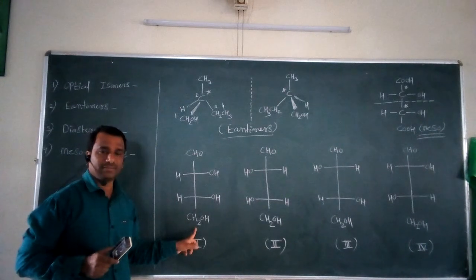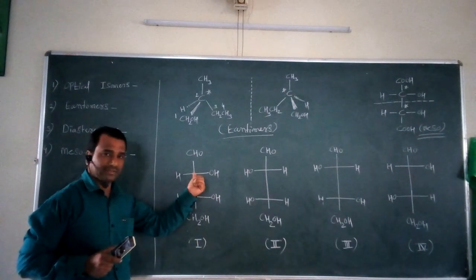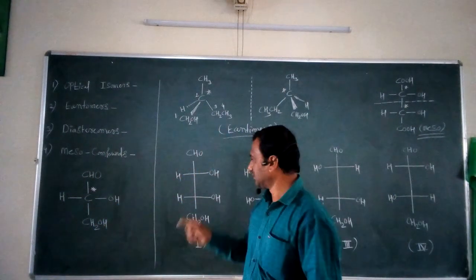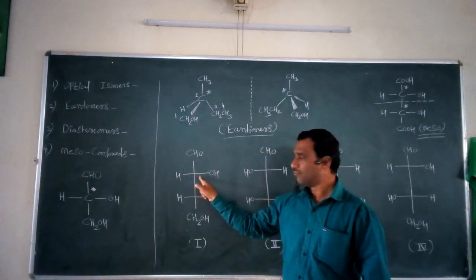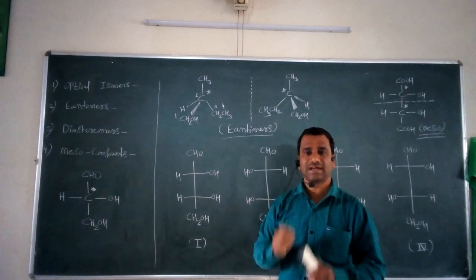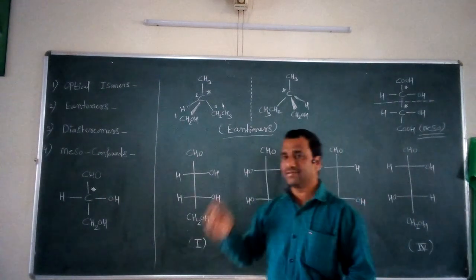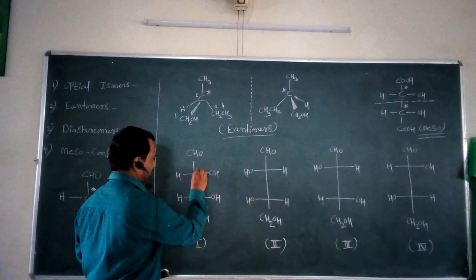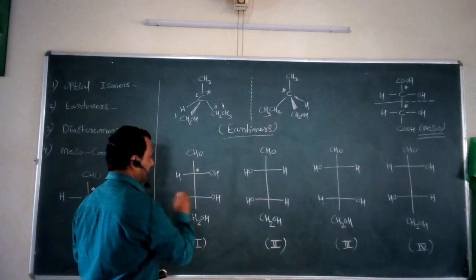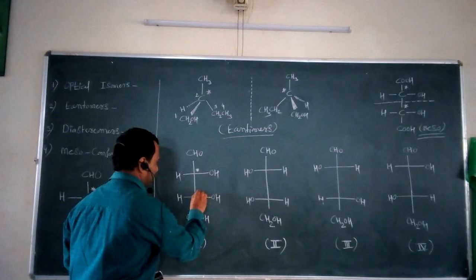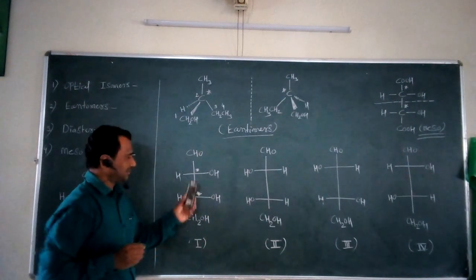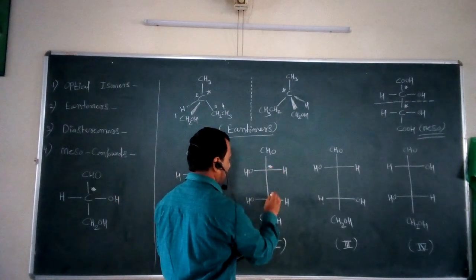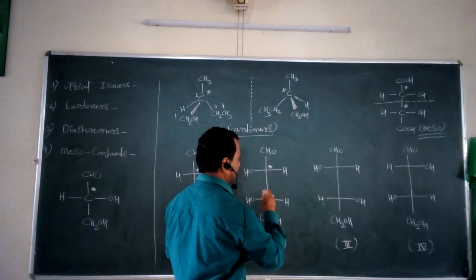4 carbon atoms are to be present. If we look at carbon number 2 and carbon number 3, these are attached to 4 different atoms or groups, and that's why we can say that in each and every stereoisomer, carbon number 2 and 3 are called chiral centers. This is the first and this is the second chiral center. So in each and every stereoisomer, 2 chiral centers are present.